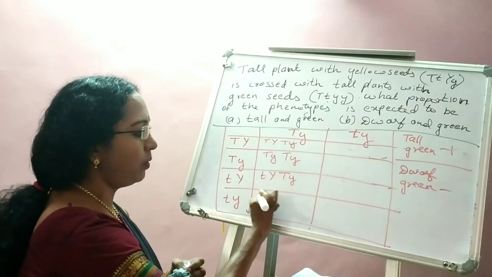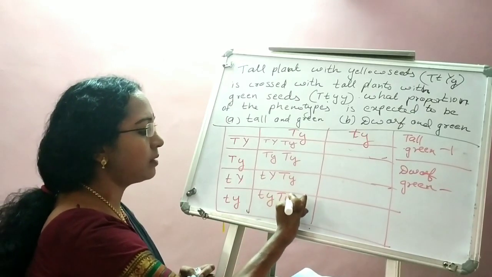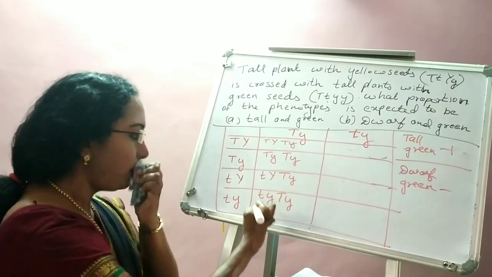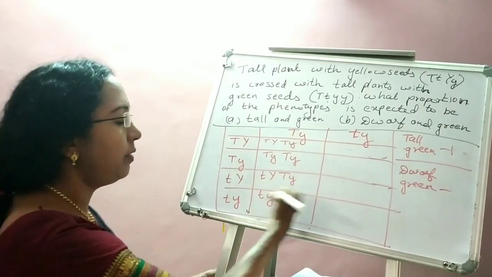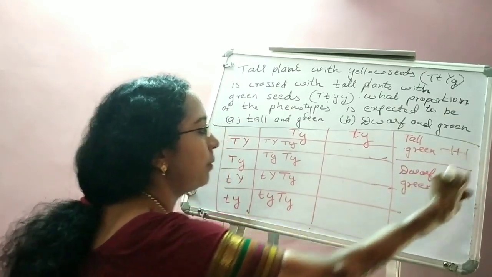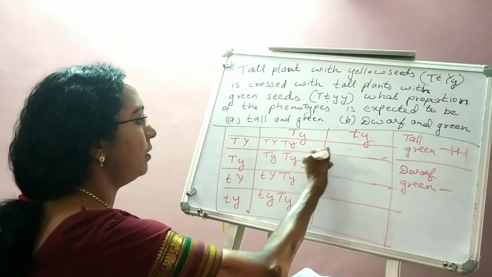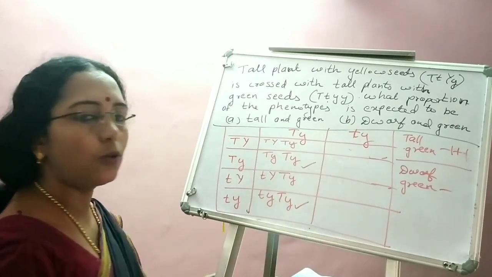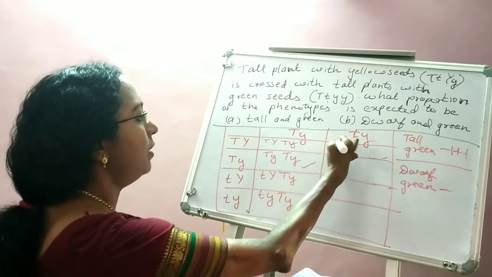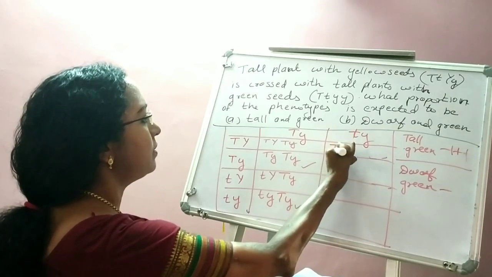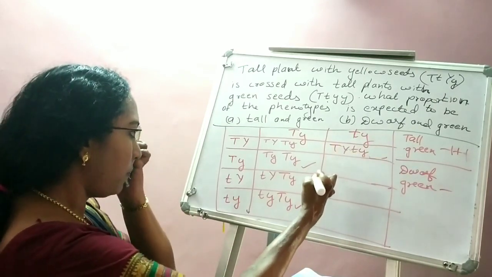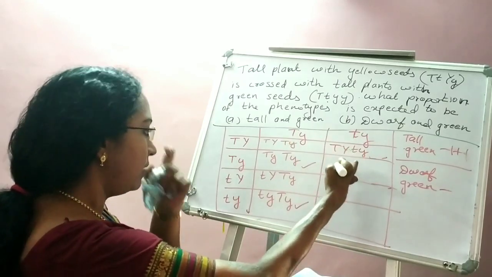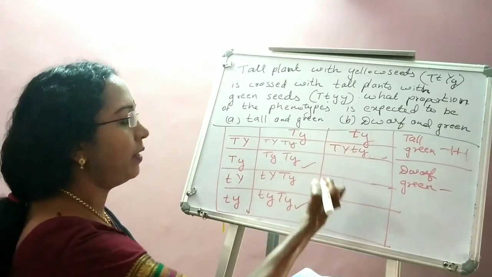Next one, small t, small y, capital T, small y. Both are small y's, so it is green, and capital T is there, so it is tall. So it is tall green, 1 more I got. So I am writing here: tall green I got here, tall green I got here. 2 columns. Okay. Now here again capital T, capital Y, small t, small y. Okay, I am just writing the ideals. This is tall yellow. I cannot write.